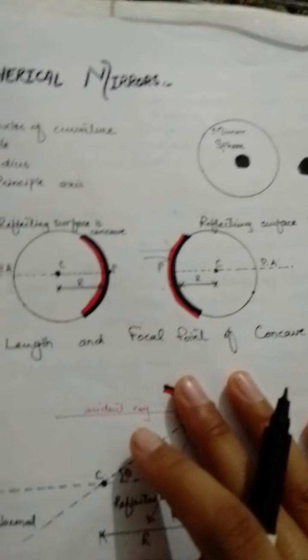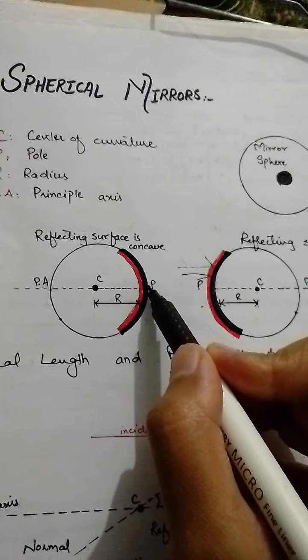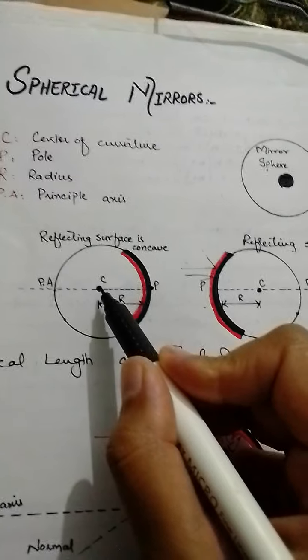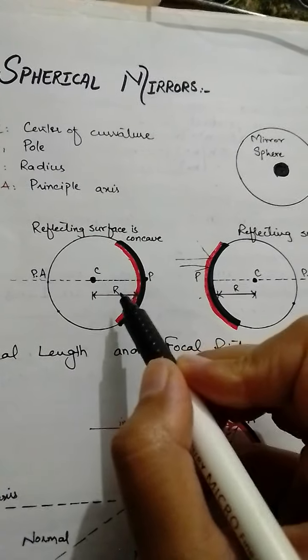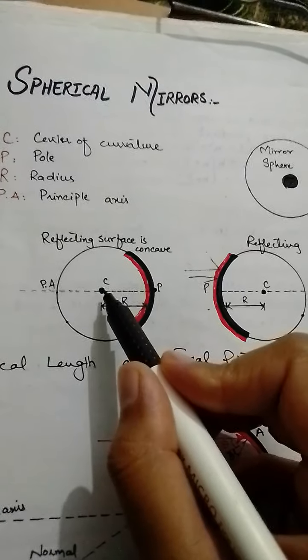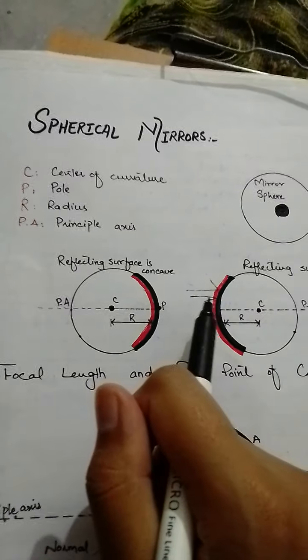Now coming to the radius. If we take this as the center and point P as a pole which lies on the surface of the sphere, then what will this length be called? This will be called the radius. Simple as that. The distance from the center to the pole is called the radius.